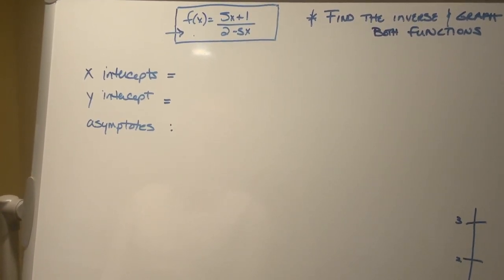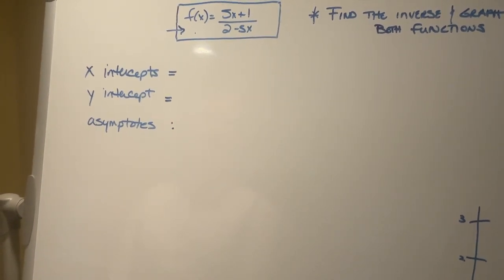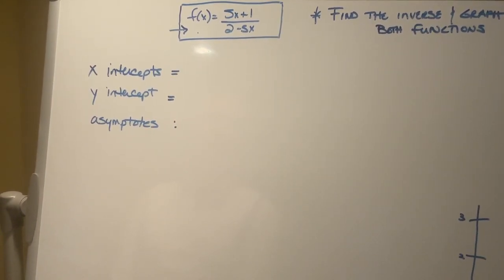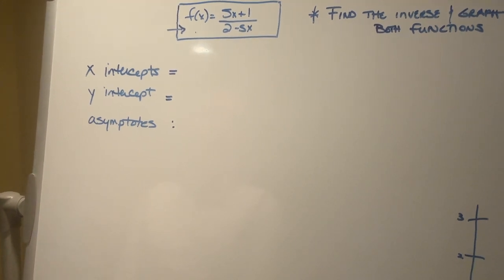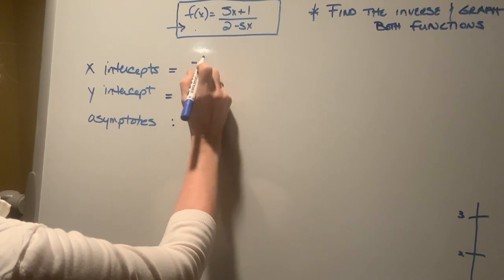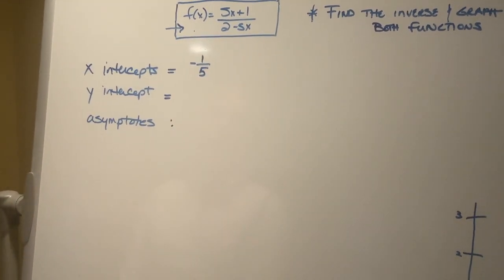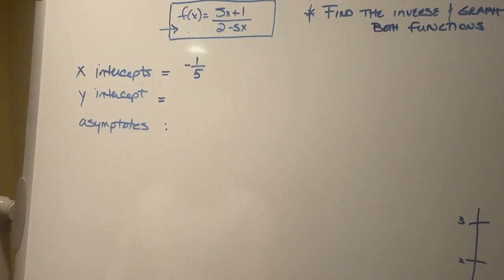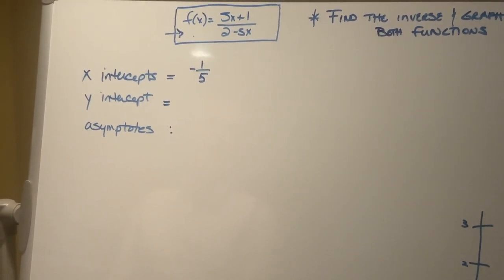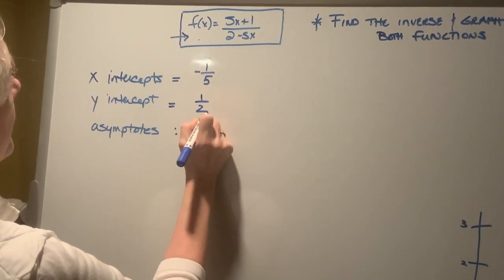Okay, so first of all, let's look for our x-intercepts. Our x-intercepts are when y equals 0. So if we substitute in here, we discover that we've got an x-intercept at -1/5. If we substitute in 0 for x, we learn that we have a y-intercept at 1/2.